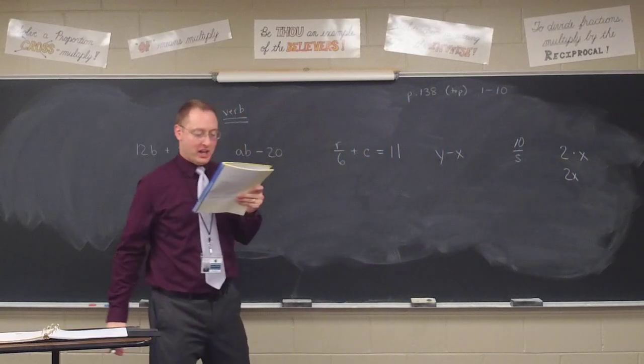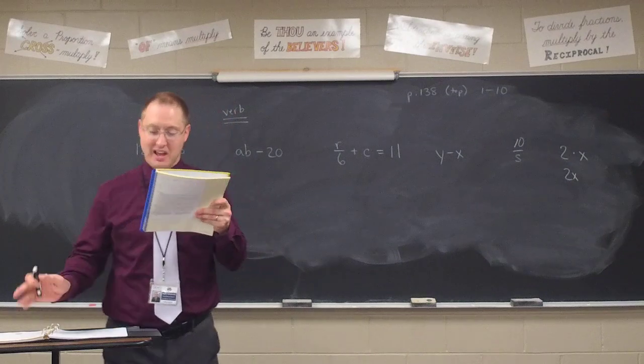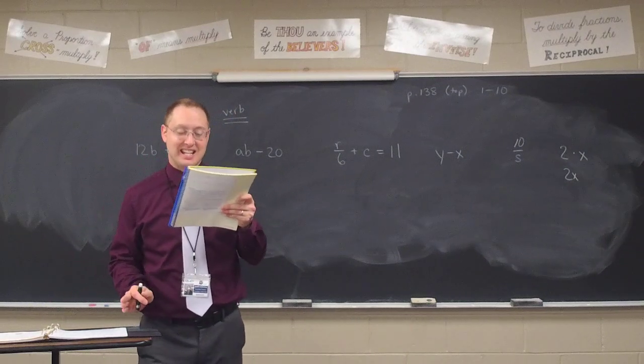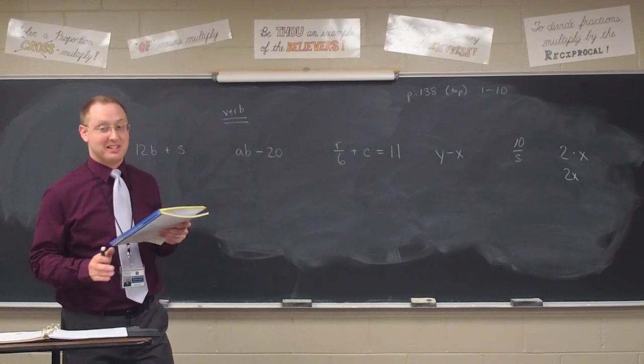Number 10. The product. Ooh, this is a tough one. The product of 7 and t exceeded by the product of 2 and w.